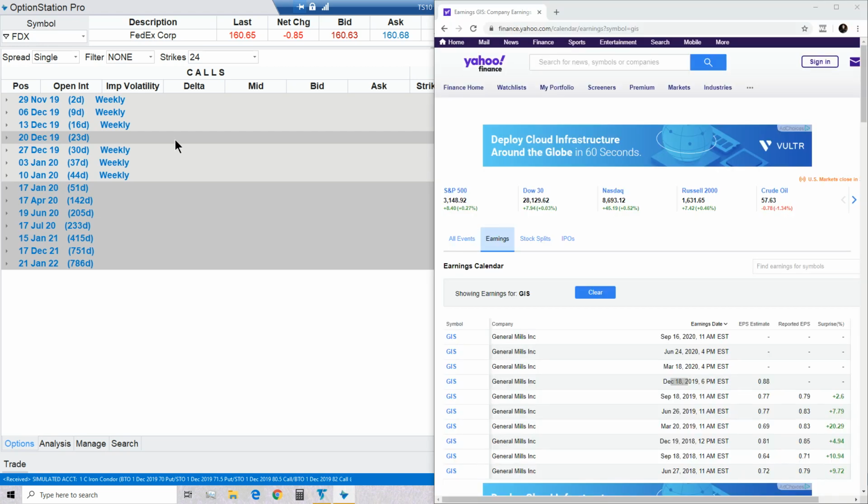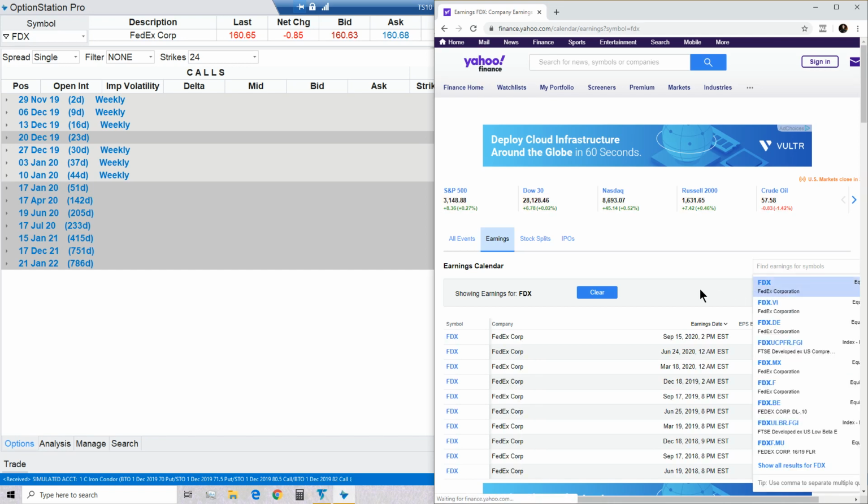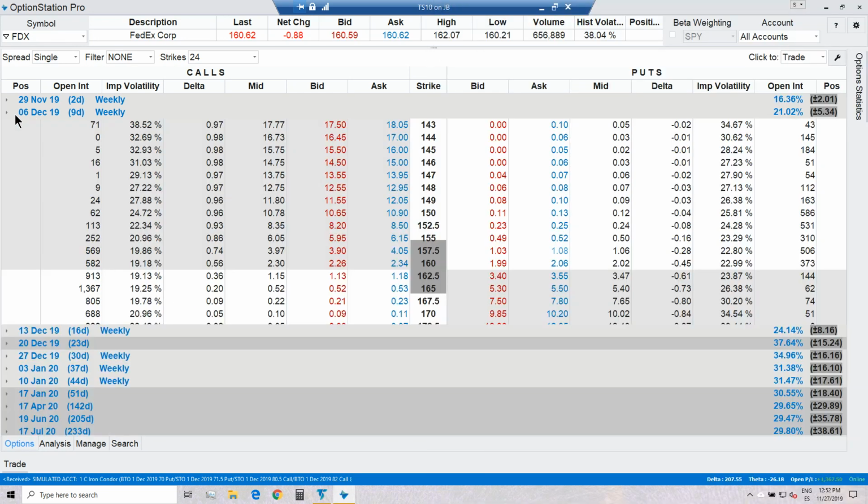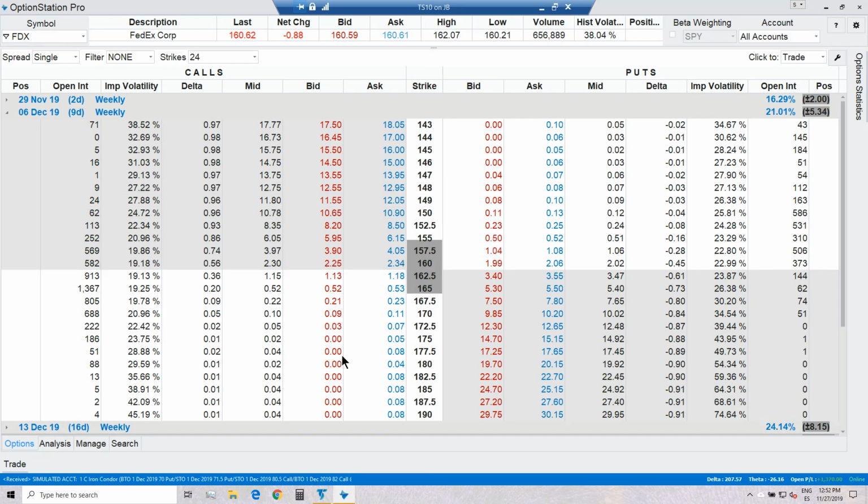And to pick the right expiration date as well, we also need to look at the earnings dates on FedEx to make sure that we don't get in trouble in that sense. So earnings date is December 18, meaning that we could use any expiration date as long as we don't surpass December 18. Okay? That's the plan. So let's begin with December 6. Okay? And we will go from there.